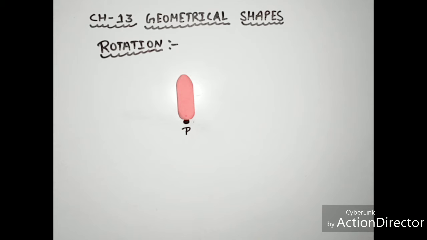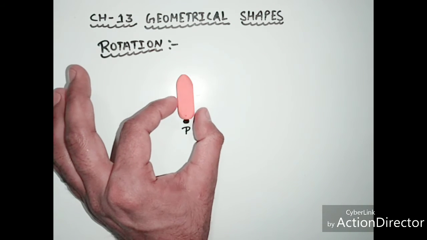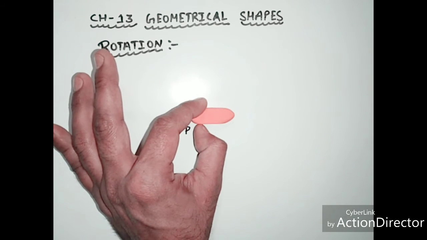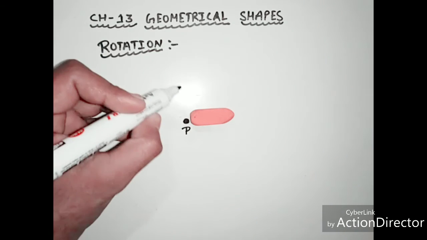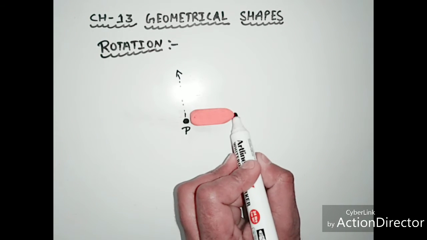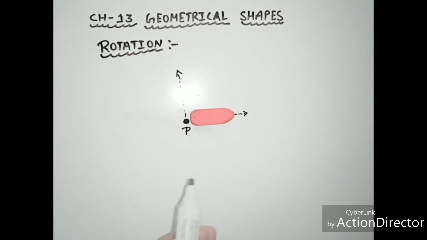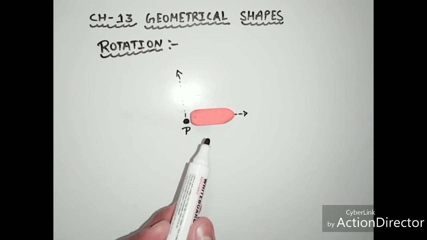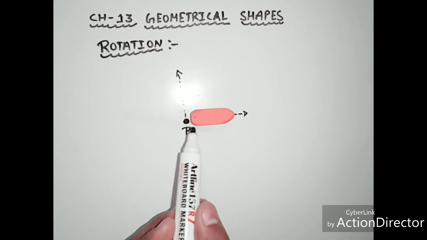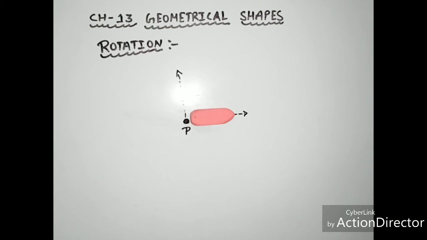Now if we move 90° in the clockwise direction, it moves like that from here to here. So we say that this object is rotated through an angle of 90 degrees about the point P in the clockwise direction.